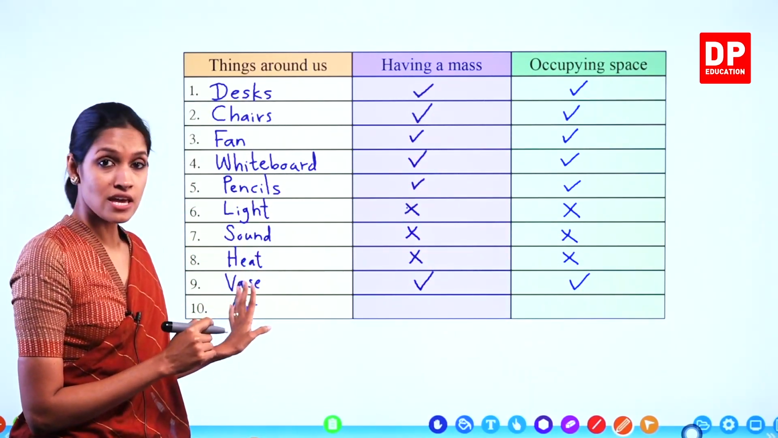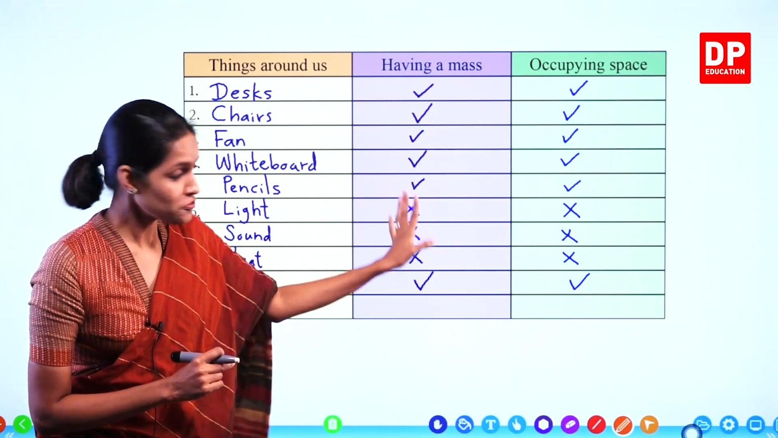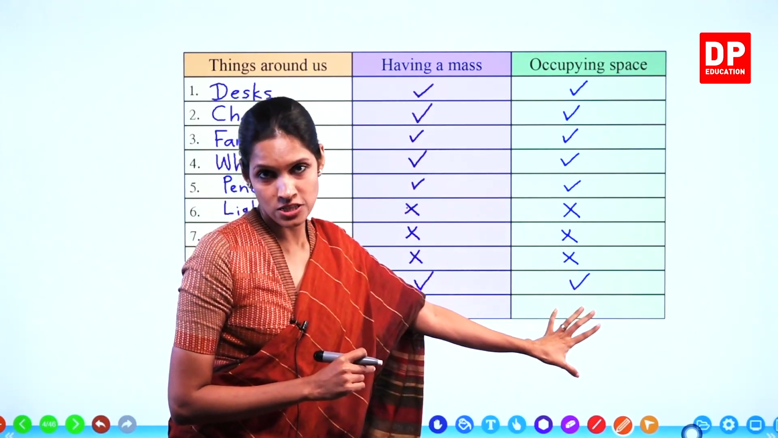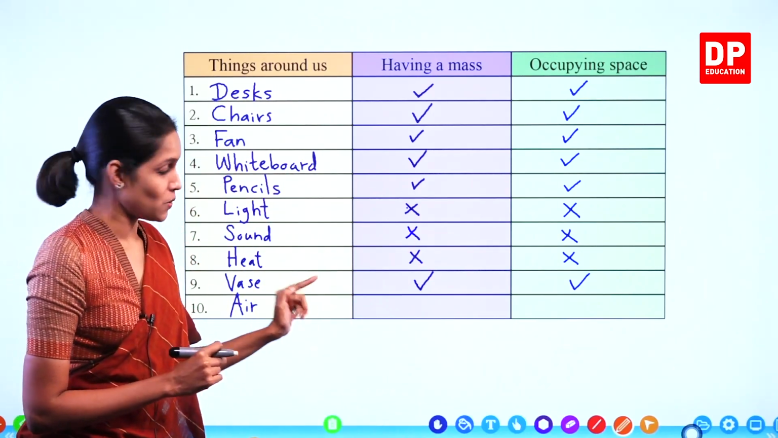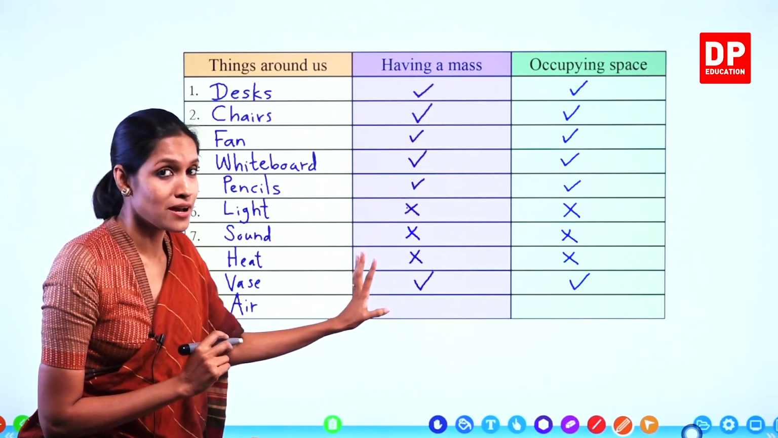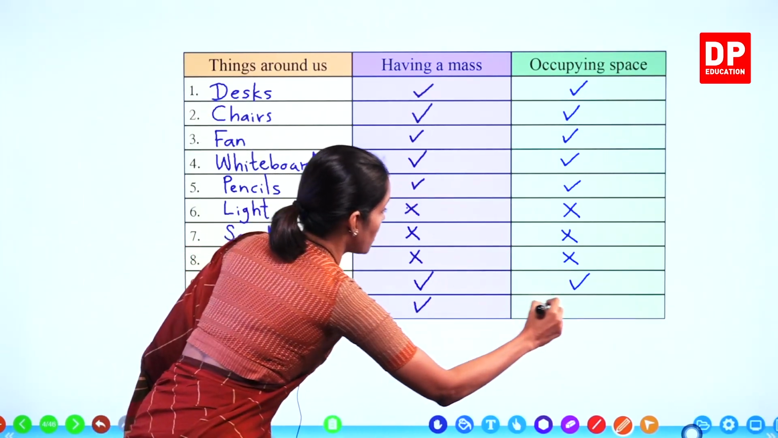So when it comes to air, did you already fill these two columns, children? I am sure some of you have marked this as no mass and doesn't occupy space. But for now, I am going to write for air: air has a mass and air occupies space. I will explain why.